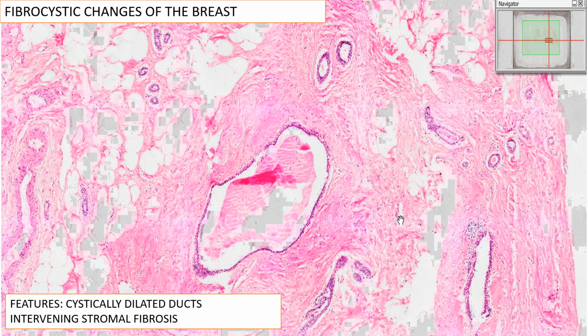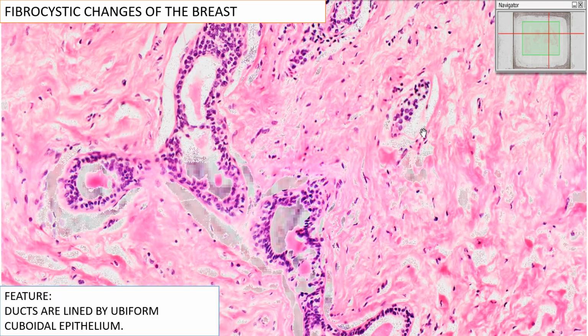Under the microscope, you can still appreciate fibrosis of the stroma as well as dilated ducts, which represent your cysts. On closer view, the ductal epithelium is still lined by benign-looking uniform cuboidal cells.